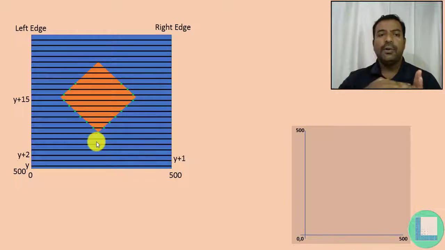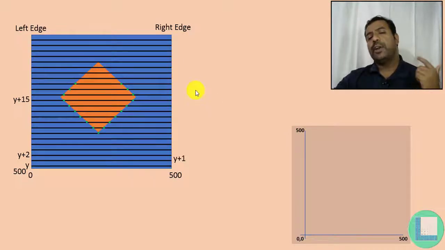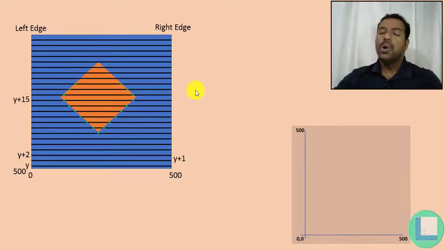If you are able to identify this intersection point, then you can fill only those points where the left and the right values are within the polygon area. If I do it for every scan line, the complete polygon will be filled. That is the idea behind how exactly the scan line fill is going to work.